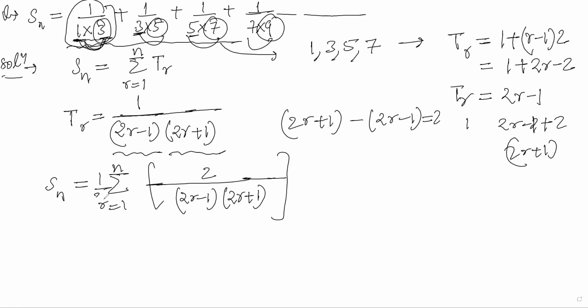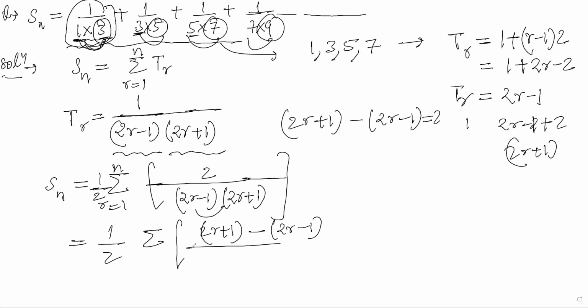Yes. So what we will do is, we will multiply it with 2 and also divide this series by 2. In that way, we got 2, which is the difference between these two terms. And now we can write this 2 as the difference between these two terms. So 1 by 2 sigma, now 2r plus 1 minus 2r minus 1 divided by 2r minus 1 into 2r plus 1.